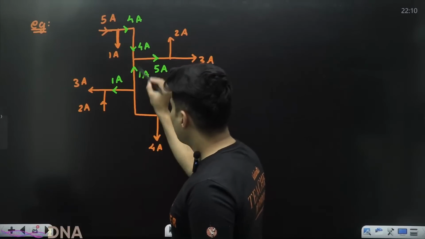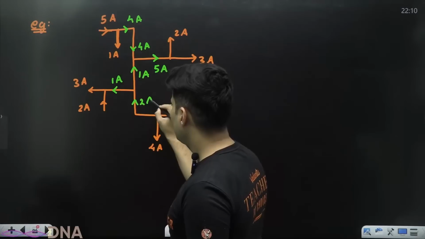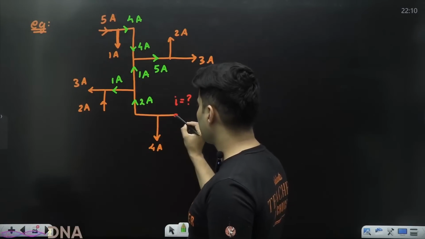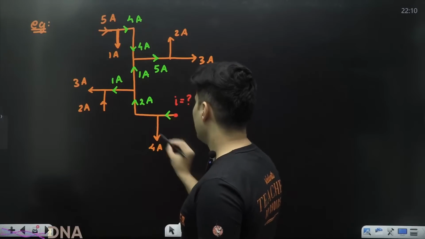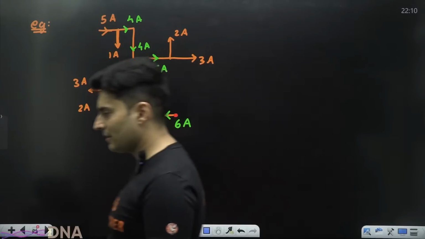Next. 1 ampere is going here, 1 ampere is going here. Where will it come from? Obviously this 2 amperes. So 2 amperes is going here, 4 amperes is going here. Naturally, what is going here is nothing but 6 amperes. So 6 amperes is the answer.